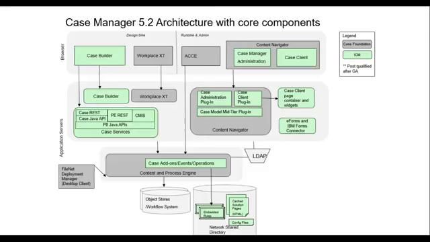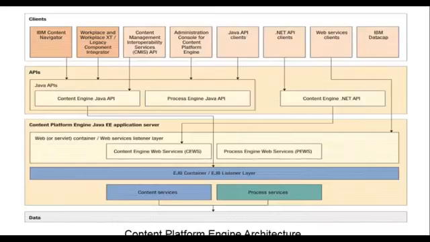Sorry, didn't get it. What? Can you go back to the previous slide? So this Content Management Interoperability Services, these are APIs provided by FileNet. So we can use Java to use these APIs to communicate with Content Engine. Exactly.